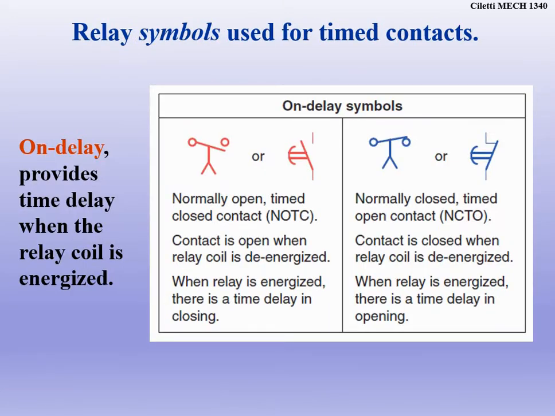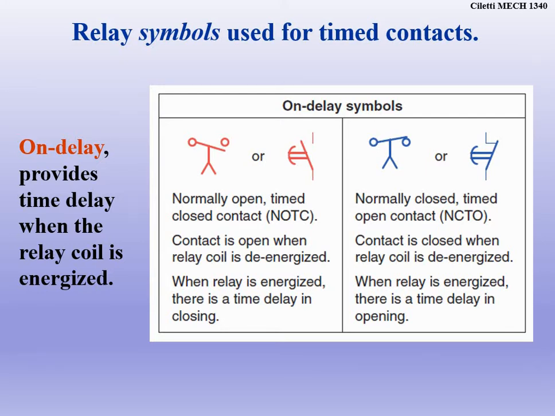So these are the symbols for an on-delay timer. It's the same symbol; one's normally open, one's normally closed. We can see the difference between the two, but that's really what it is. Understanding the symbols is the first part, but we need to notice how it says NOTC, normally open timed closed contact, or NCTO, normally closed timed open contact. So that's how we're going to take a look at those.